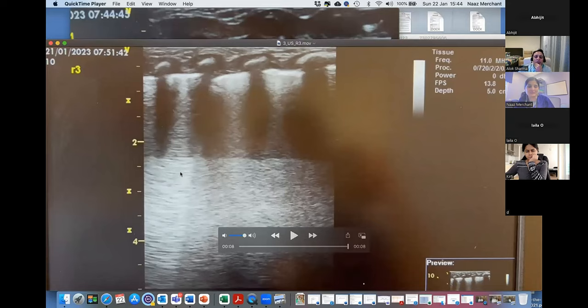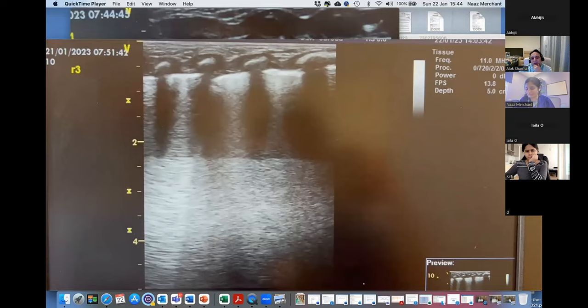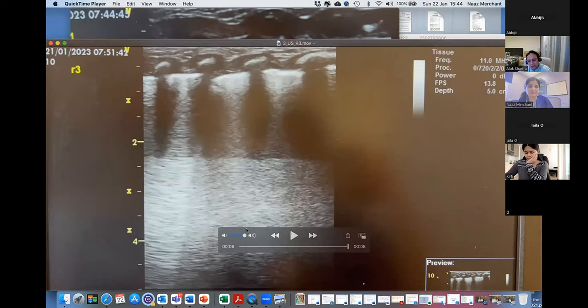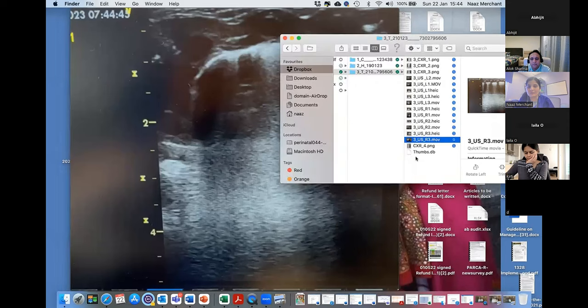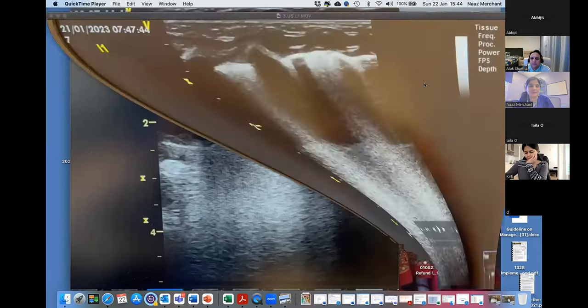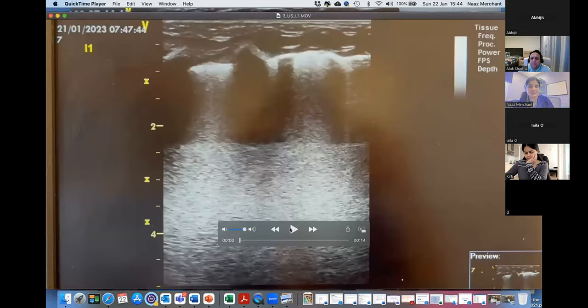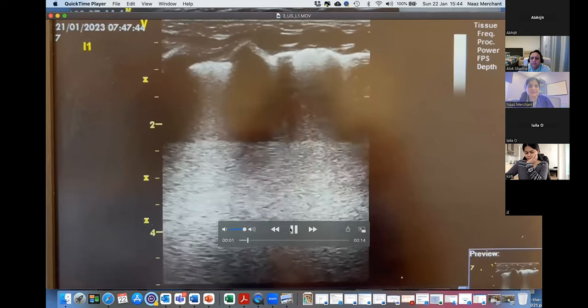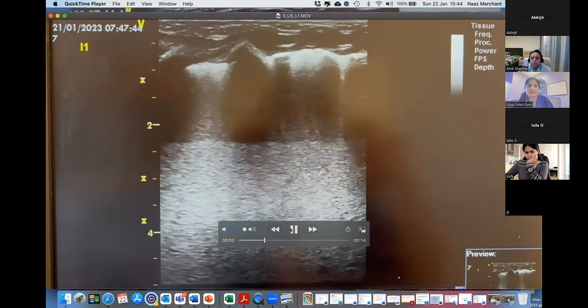So the B lines have all completely coalesced, and clearly what you've got is a compact B line appearance. Again, multiple patterns here in different parts of the lung. So we'll go to the next one. And then coming to the left side, that's the L1.